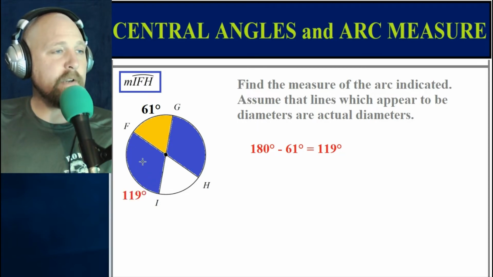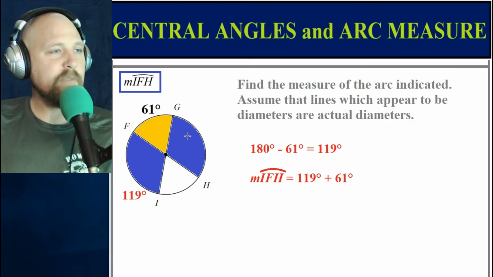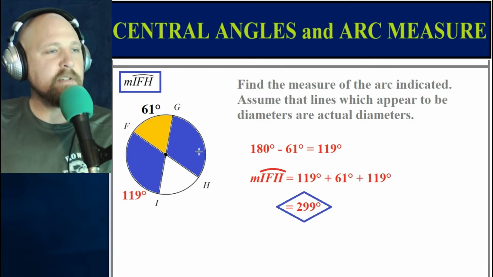Well, we have to find all three of these things, and we have identified that these two in blue here are congruent. So in order to find the major arc IFH, we have to take that 119 we just found, add 61, and then add another 119, and that will give us 299 for our major arc.